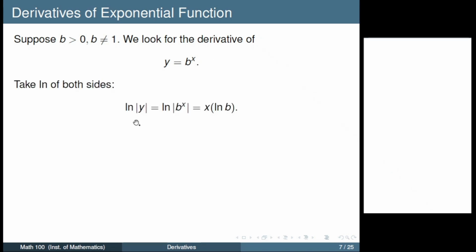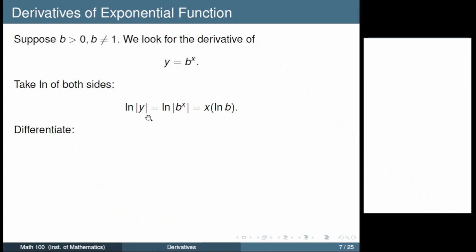So we get the ln of the absolute value of both sides. We have ln absolute value of y equals ln absolute value of b to the x. And again, yung x here, you can bring it down by a logarithmic property. So this will become x ln b. The next step for logarithmic differentiation is to differentiate both sides.